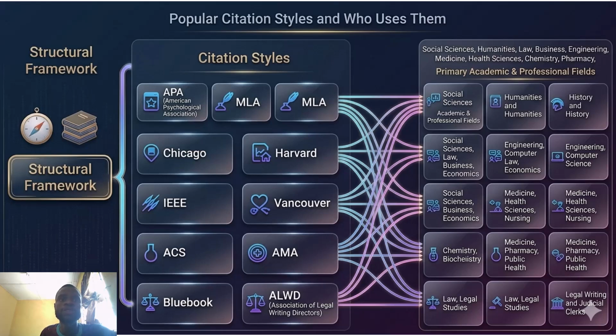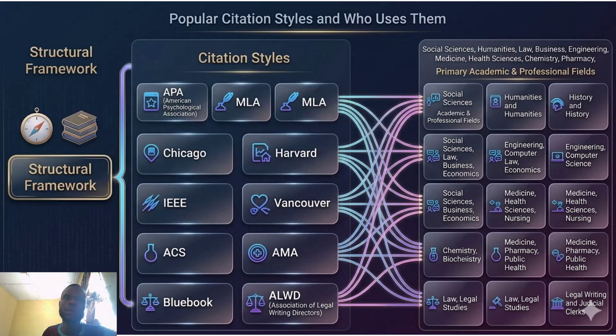One of the best ways to avoid this problem is to use reference management tools such as Zotero, Mendeley, EndNote. There are many, or citation generators. These tools can save time and reduce formatting errors, though you should always double check the final output.